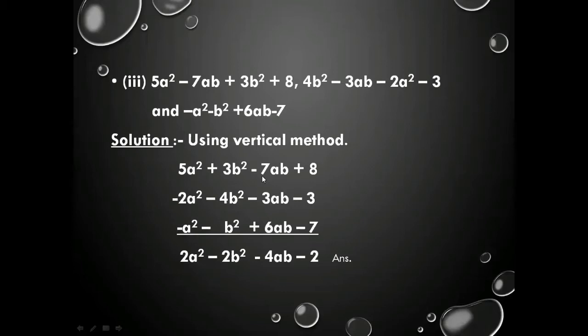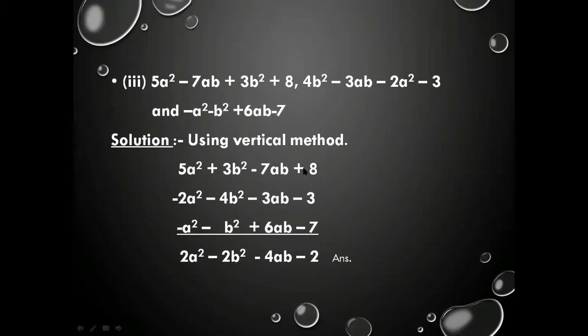In the third column we observe minus 7ab and minus 3ab. They will be added because minus minus is plus. Their result is minus 10ab. Then minus 10ab will be added into plus 6ab. So according to the rule plus minus minus, 10 minus 6, the answer is 4. 10 is greater, so we put here a minus sign and ab is the base.